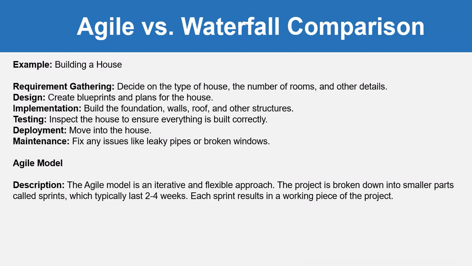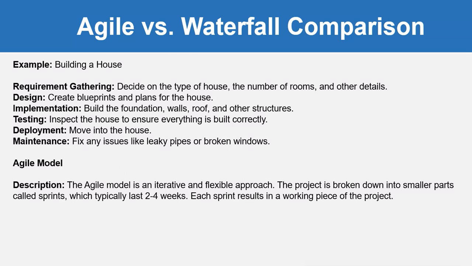Here, friend, notice one thing. Let me give you a very simple example: you are building a house. For requirement gathering, decide on the type of house, the number of rooms and other details. Obviously you have to sit with the customer and try to understand his requirement. Then design means creating blueprints and plans for the house, which means architecture basically. Then implementation means build the foundation, walls, roof and other structure. Testing means inspect the house to ensure everything is built correctly and working properly. Deployment, move into the house. And maintenance means fix any issues like leaky pipes or broken windows as well.